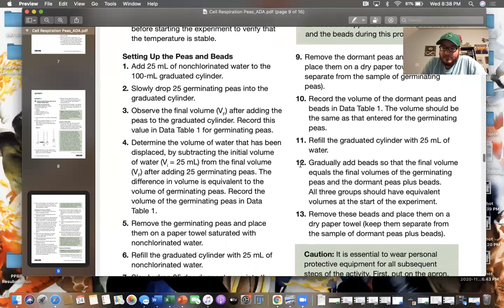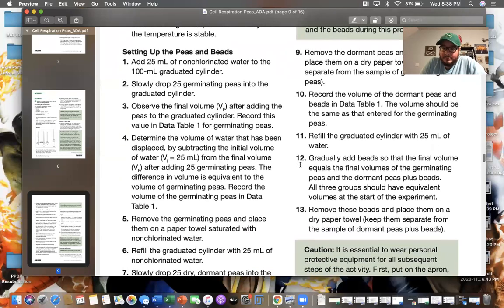Gradually add beads so that the final volume equals the final volumes of the germinating peas and the dormant peas plus beads. All 3 groups should have equivalent volumes. Remove the beads, place them on a dry paper towel, keep them separate. Oh, this is going to be a lot of beads.